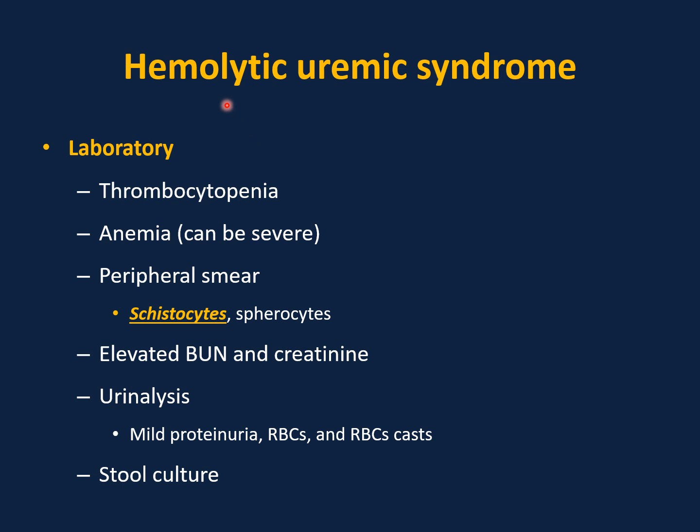Laboratory findings in cases of hemolytic uremic syndrome: thrombocytopenia, very low platelet, anemia can be severe, peripheral smear you will see the schistocytes because of microangiopathy, elevated BUN and creatinine, uremic, urinalysis may show mild proteinuria, red blood cells and red blood cell casts. Stool culture is important.